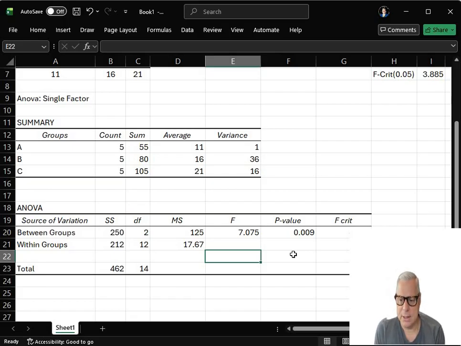Okay, so that concludes ANOVA. It's not that complicated, not that difficult. There's a lot of intuition to it, I feel. And let's just stop here.